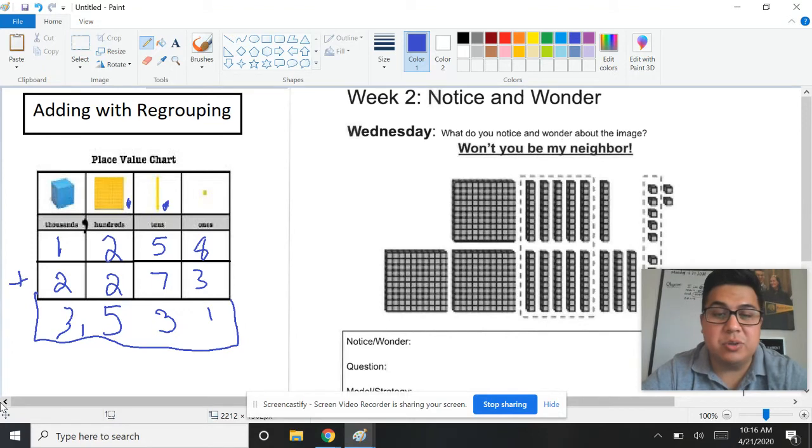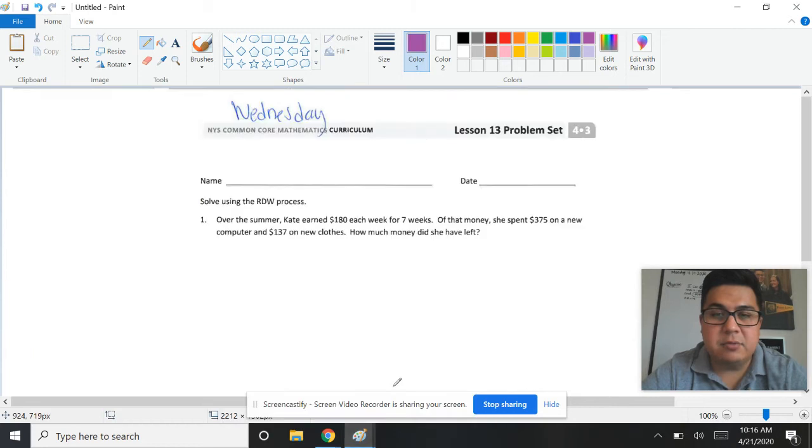Let's move on to our EngageNY problem set. This is what it looks like for your Wednesday problem. It says to use the RDW process, which is read, draw, and write. So we're going to read, draw, and write as we're solving this problem. Over the summer, Kate earned $180 each week for 7 weeks. Of that money, she spent $375 on a new computer and $137 on new clothes. That's nice. How much money does she have left?